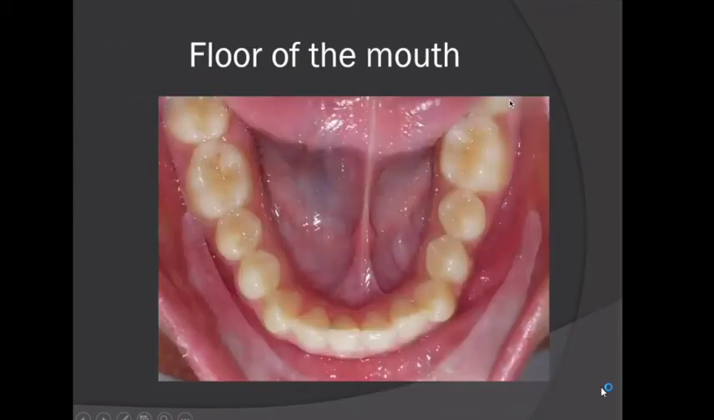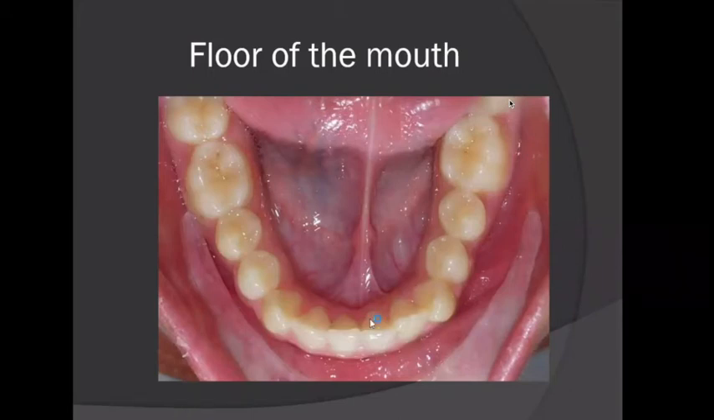Now let's be familiar with the floor of the mouth also. What you see here is a fold of mucous membrane. This fold of mucous membrane, anywhere it occurs, we usually term a frenulum, F-R-E-N-U-L-U-M. The plural term for that is freni.